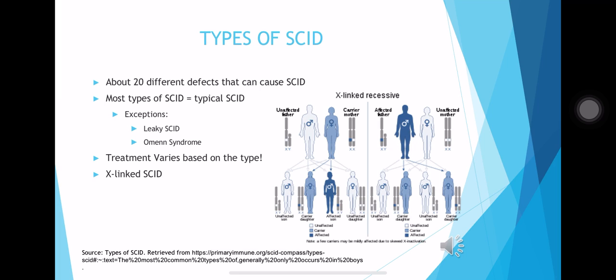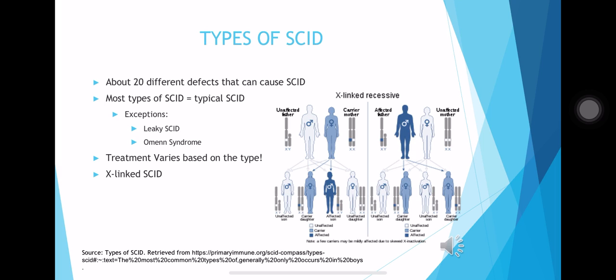In leaky SCID, there is a defect in a gene, yet it allows for a normal or elevated T cell count, which ends up harming the immune system. Omenn syndrome has defects in genes, thus causing high numbers of non-working T cells. It also has a lack of B cells, which results in a faulty immune system. Treatment will vary depending on the SCID type, so it is crucial to know what kind is affecting the child.